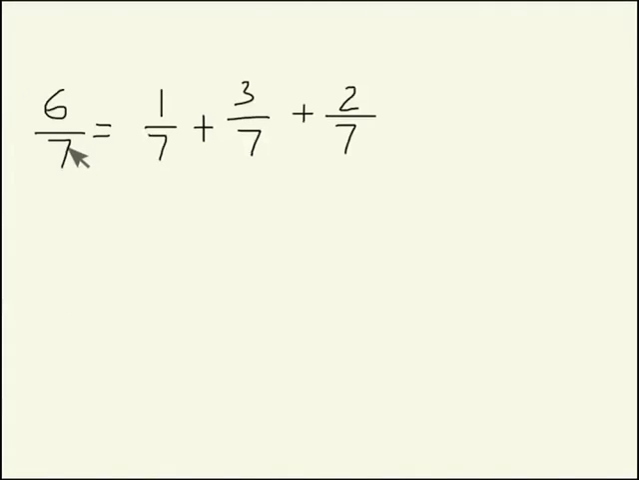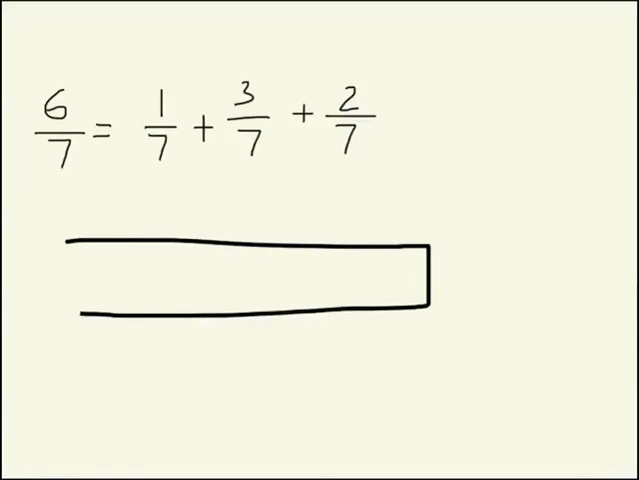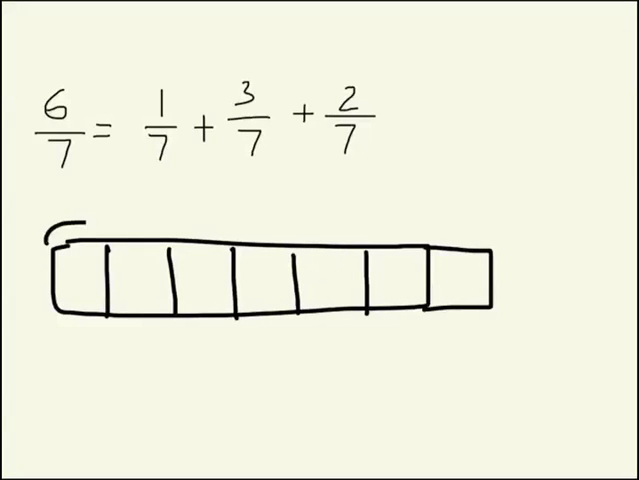In this next problem we're saying 6/7 is equal to 1/7 plus 3/7 plus 2/7. So I'm going to draw a tape diagram, and dividing into sevenths can be tricky. 1, 2, 3, 4, 5, 6, 7. And I'm going to label my whole, which would be 7/7. And then I'm going to go down and break it up, decompose it based on the 3 addends I have above. So the first one is 1/7.